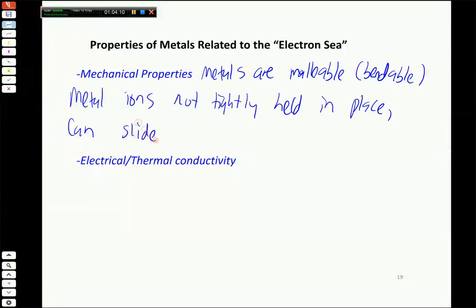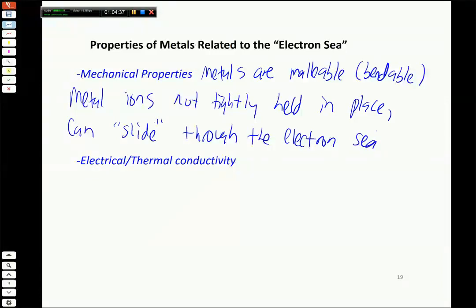So these metal atoms that exist in this electron sea, because they're not really tightly held in place, can slide through the electron sea, and that is responsible for the ability to bend and mold metals, their malleability, as we say. So metals are able to be bent because the individual atoms in the metal can move around within the electron sea without completely disrupting the bonding between them.